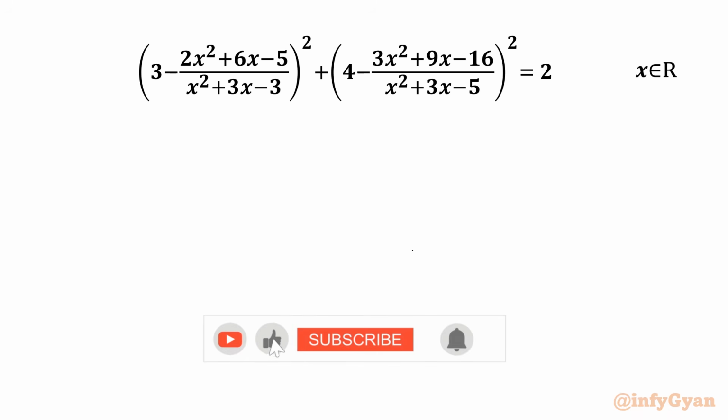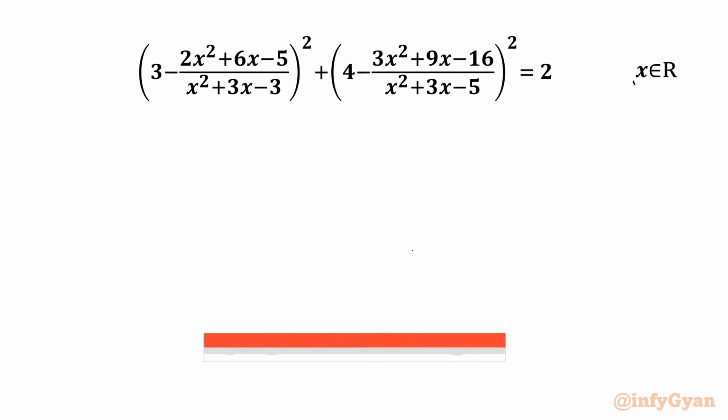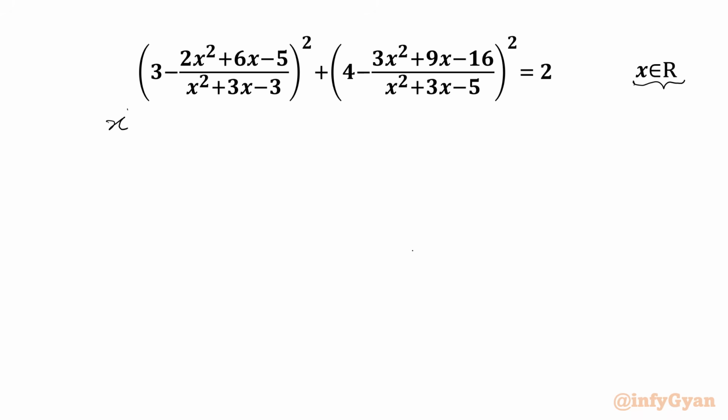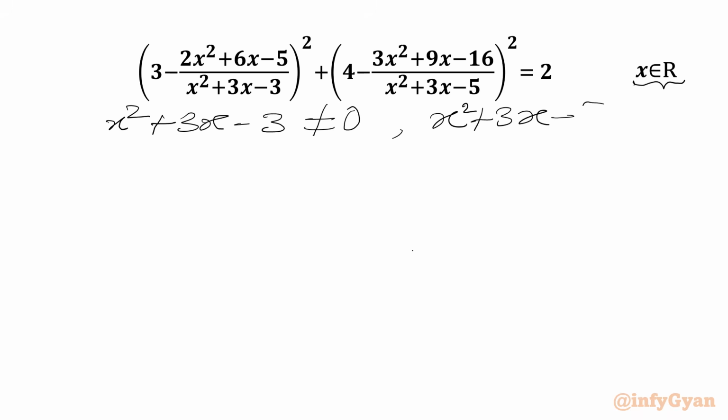Today in this video we have another very interesting question from algebra which we'll be solving for the real values of x. So let's get started straight away by writing denominators cannot be 0. So we'll write x square plus 3x minus 3 should not be 0 and x square plus 3x minus 5 should not be equal to 0. So let us find x.